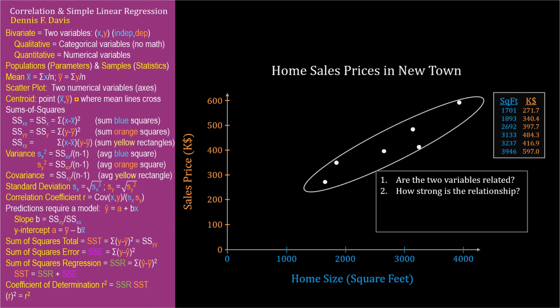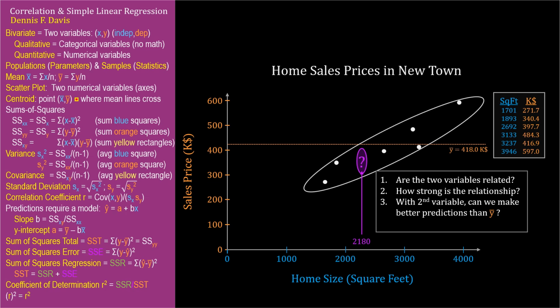Remember, before we added our second variable, our best prediction for the expected value was simply the mean of our sample values, y bar. Now that we've added our second variable, can we use it to make a better prediction? What if we knew a home was 2,180 square feet? With the second variable, can we make better predictions than y bar? And lastly, how good is the prediction?